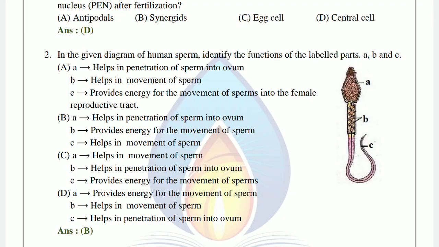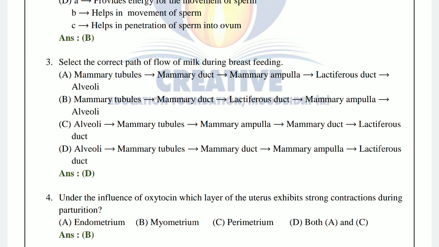Second question, in the given diagram of the human sperm, identify the function of the labeled parts A, B and C. The correct option is B, that is A helps in penetration of sperm into ovum, B provides energy for movement of sperm, C helps in movement of sperm. Third question, select the correct path of flow of milk during breastfeeding. Correct option is D, that is alveoli, to mammary tubules, to mammary duct, to mammary ampulla, to lactiferous duct.